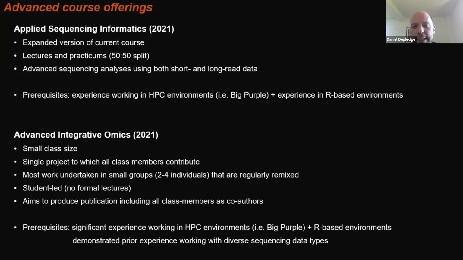The prerequisites for this are, of course, more advanced. You need to have a lot more experience working in HPC environments and R-based environments, and you also need to have demonstrated prior experience working with different sequencing data types. But if either of these are of interest to you and there's something you want to do as part of a forthcoming master's or as part of your grad school program, then feel free to drop me an email if you want to know more, or talk to David.